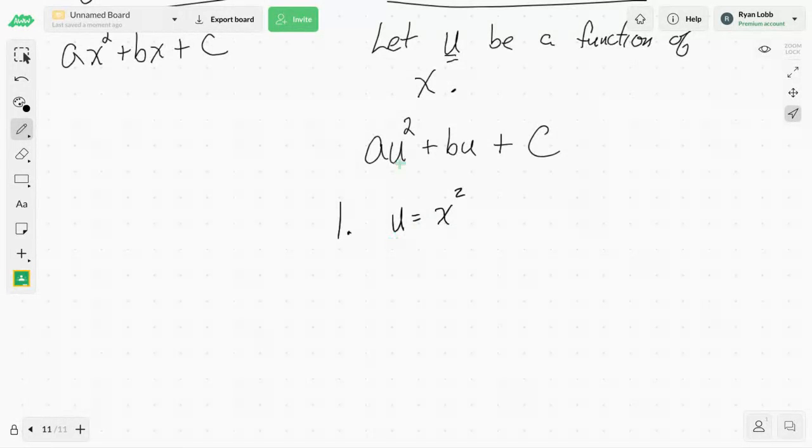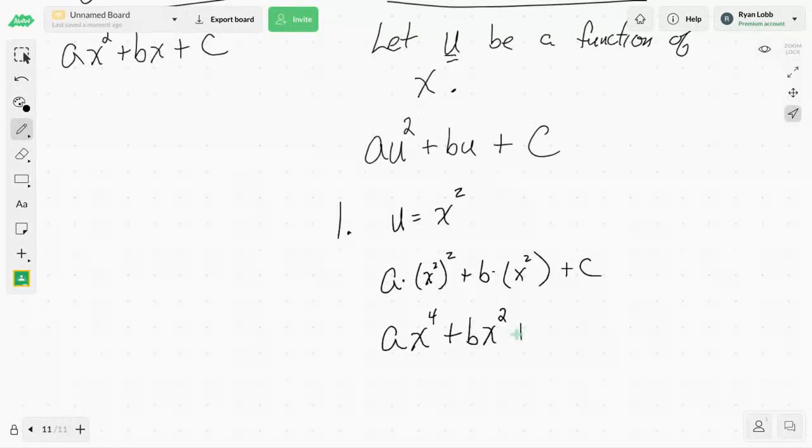So if I replace u up here in this quadratic form with x squared, then I would have what? I'd have a times x squared squared plus b times x squared plus c. So that's quadratic form because I have a times something squared plus b times that same something that's being squared over here. Now in the end, we have this, right? Which clearly when you look at this is not a quadratic function. The highest power is not 2, the highest power is 4.